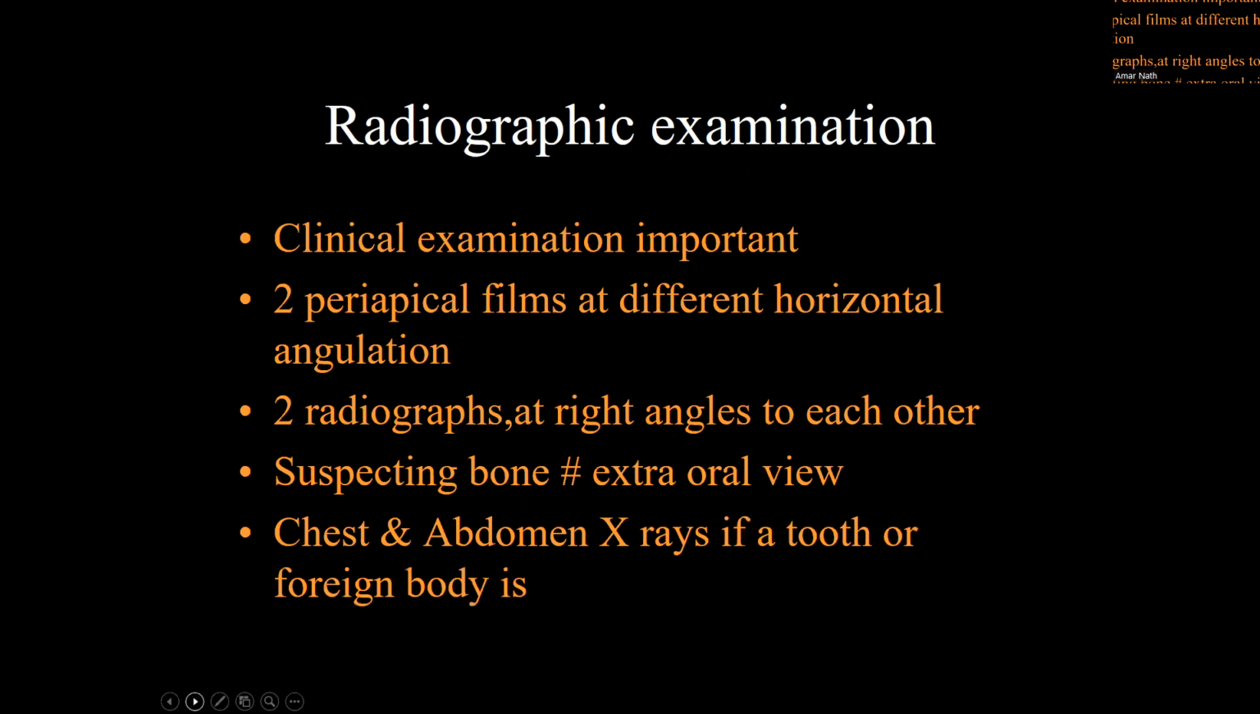You should go for chest and abdomen X-ray if a tooth or a foreign body is inhaled or swallowed. In some cases, like a road traffic accident, sometimes we just swallow the tooth. So if the tooth is missing, you can always go for a chest X-ray or abdomen X-ray. On a chest X-ray, if it's inside the lungs, you can see it in the lungs, or if it's in the abdomen, you can see it in the abdomen.